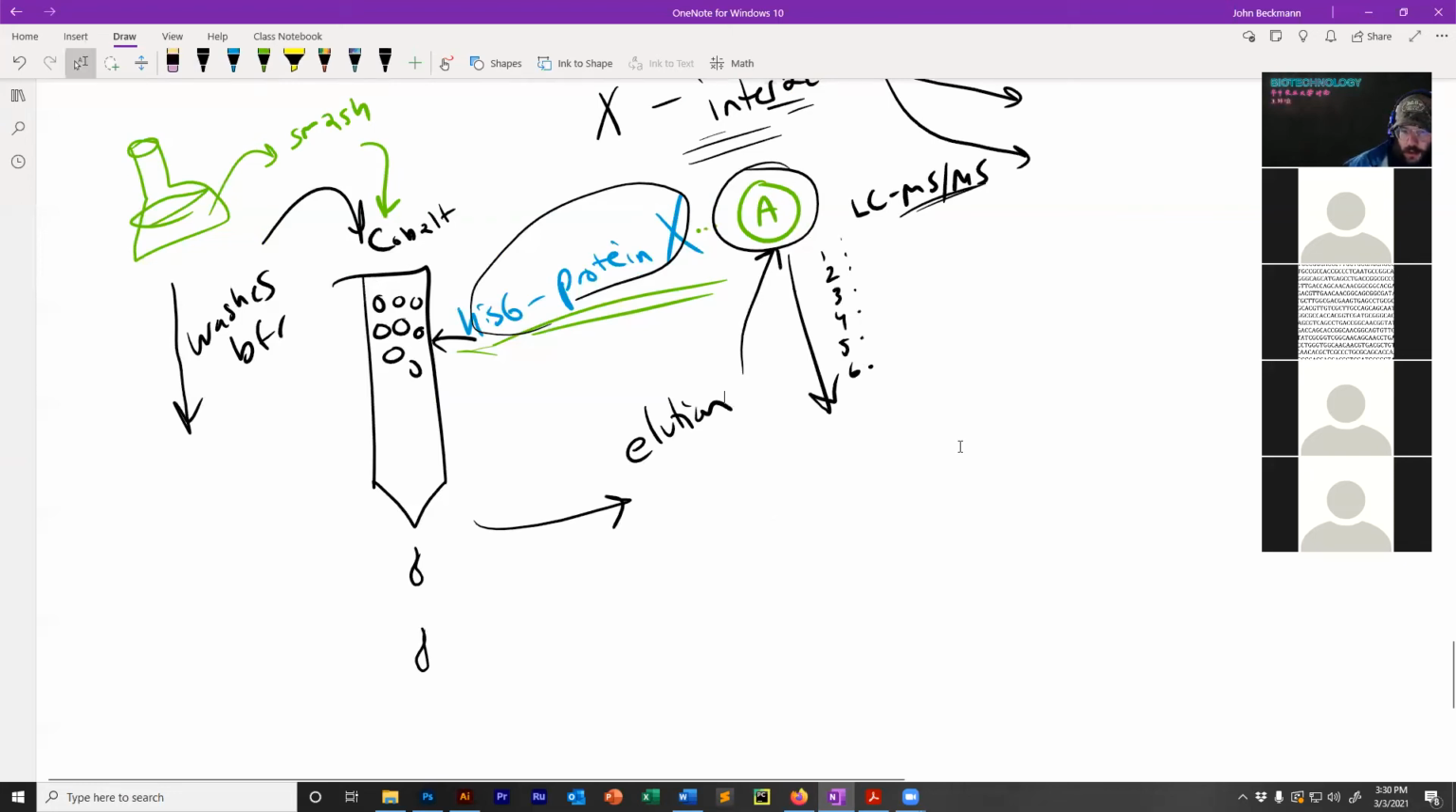Question in the chat. How could you determine whether loss of function or gain of function would work best in a given experiment?